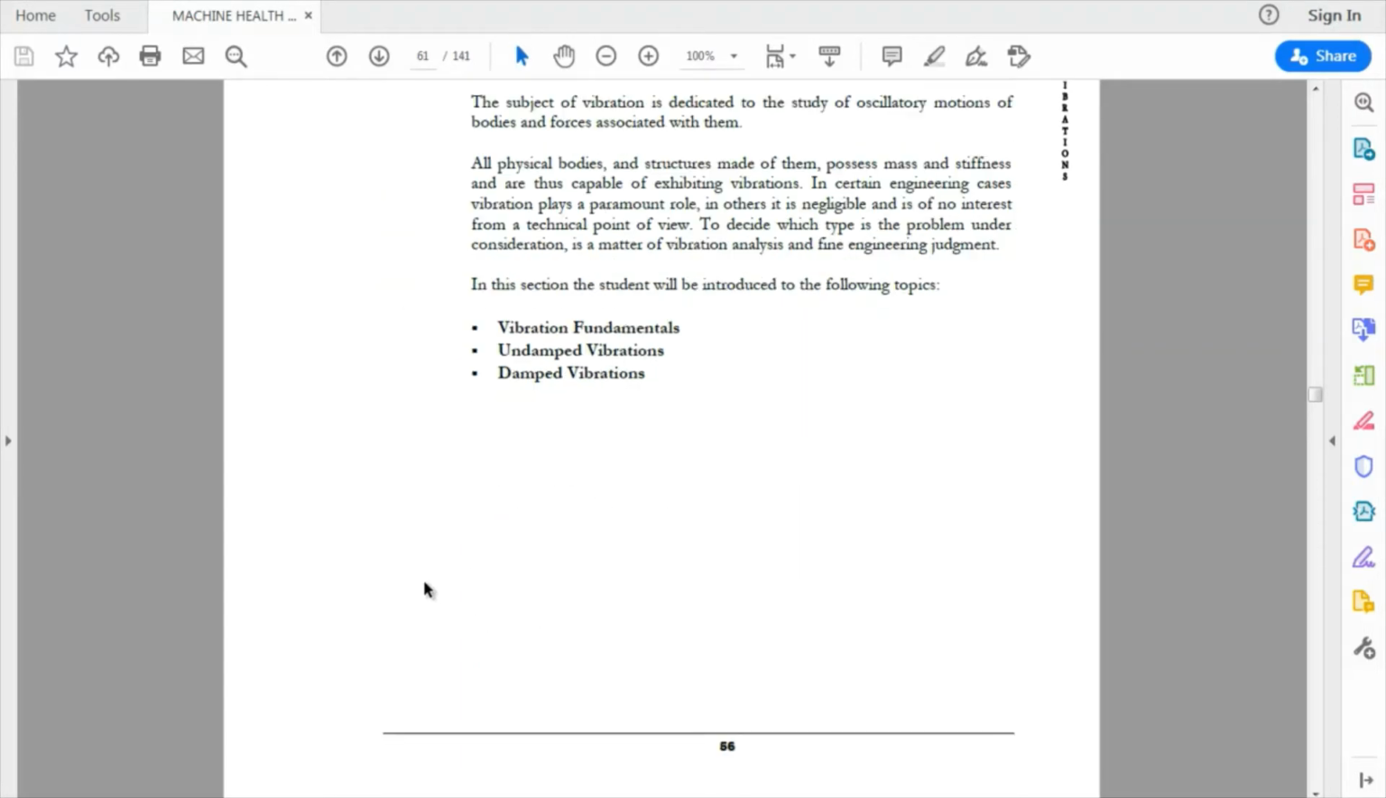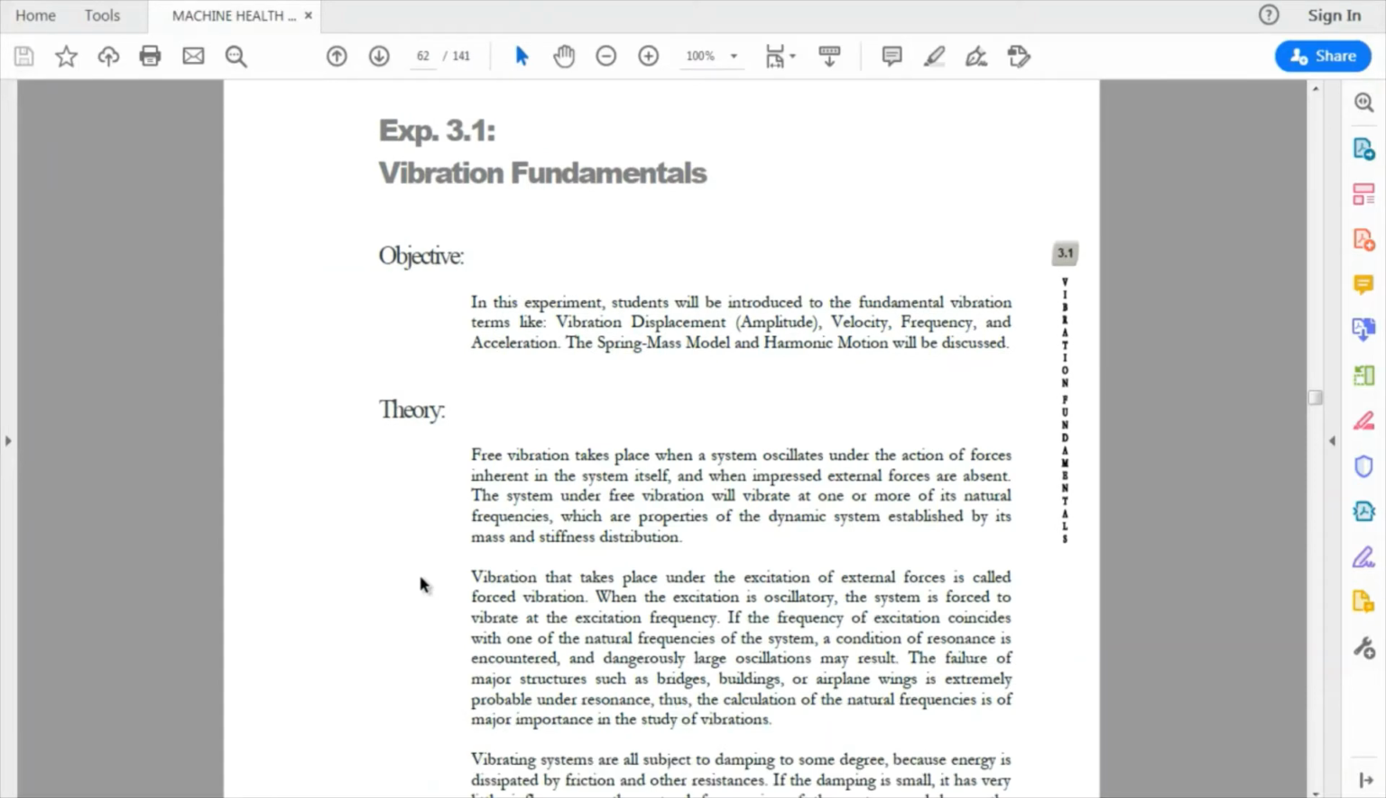So the first section is 3.1, the fundamentals of vibration. In this experiment, the objective is to introduce the fundamental vibration terms like vibration, displacement, which is amplitude, velocity, frequency, and acceleration. So the basic concepts of vibration analysis. And we define the spring mass model, equation, and harmonic motion of that system.